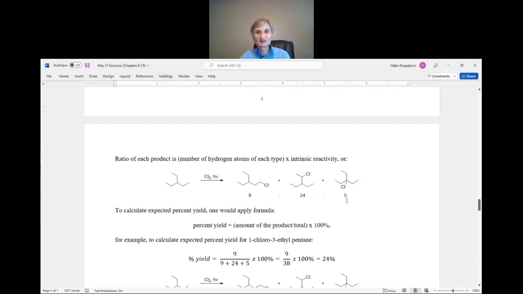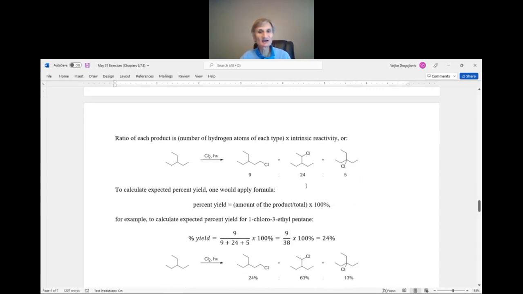And finally, tertiary. So secondary is 2-chloro-3-ethylpentane, and tertiary is 3-chloro-3-ethylpentane. We have only 1 tertiary hydrogen, and its intrinsic reactivity is 5. So 1 times 5 is 5. So relative ratios are 9 to 24 to 5. And so on the test, if you were typing it up, you would simply type 9 to 24 to 5.